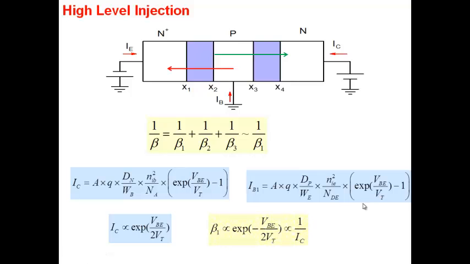And therefore now what you will get is beta 1. If this becomes VB by 2VT and this remains VB by VT, beta 1 starts going as exponent minus VB by 2VT. And exponent VB by 2VT is nothing but IC. So beta 1 starts going as 1 over IC, starts to drop with increase in bias. Okay. So this is the trouble that occurs as you go to higher biases here.